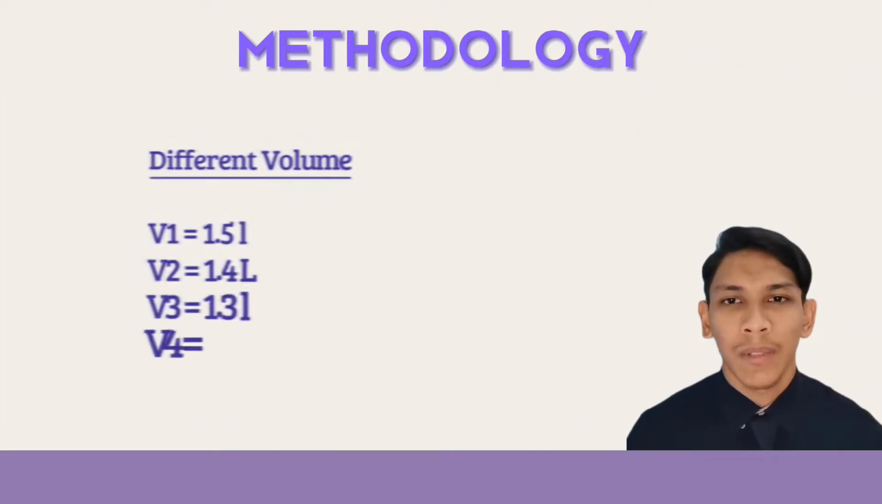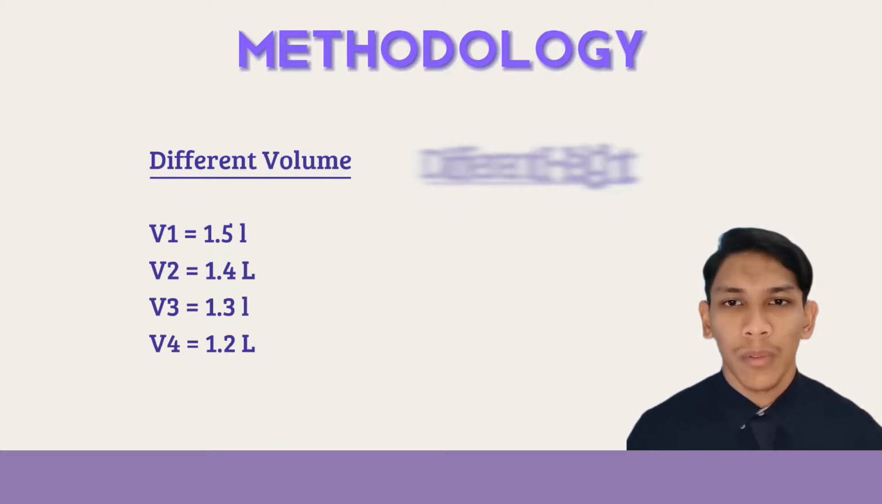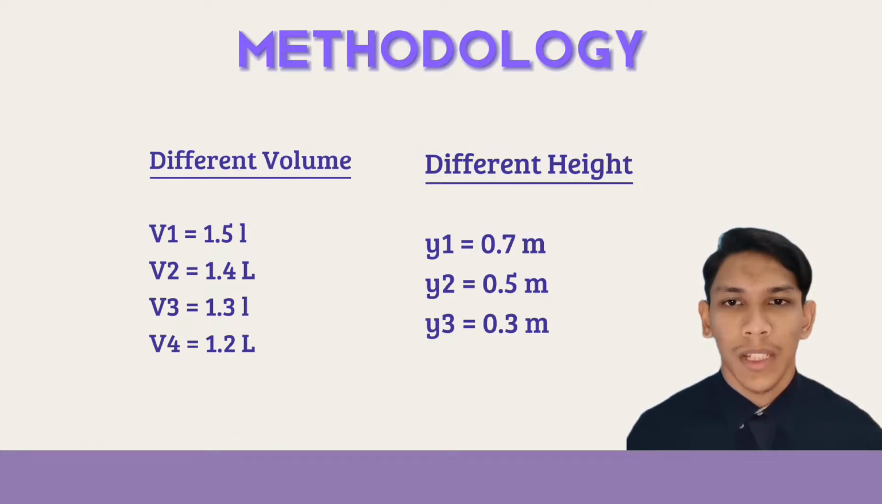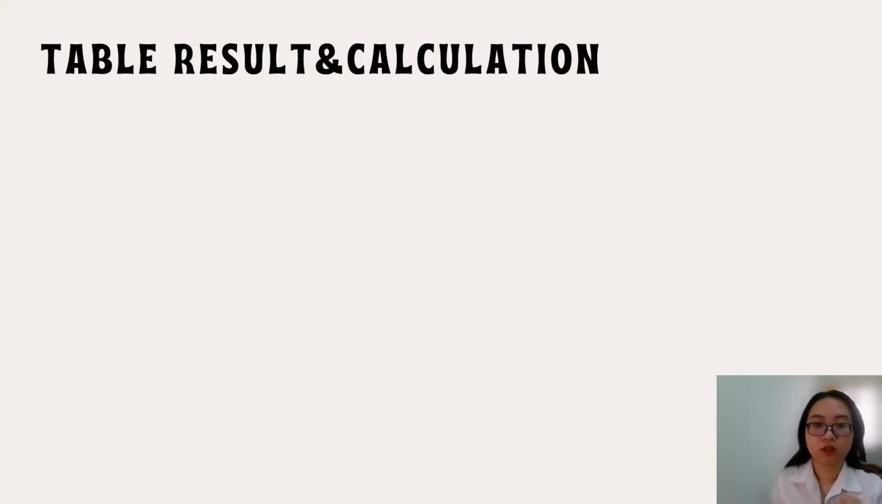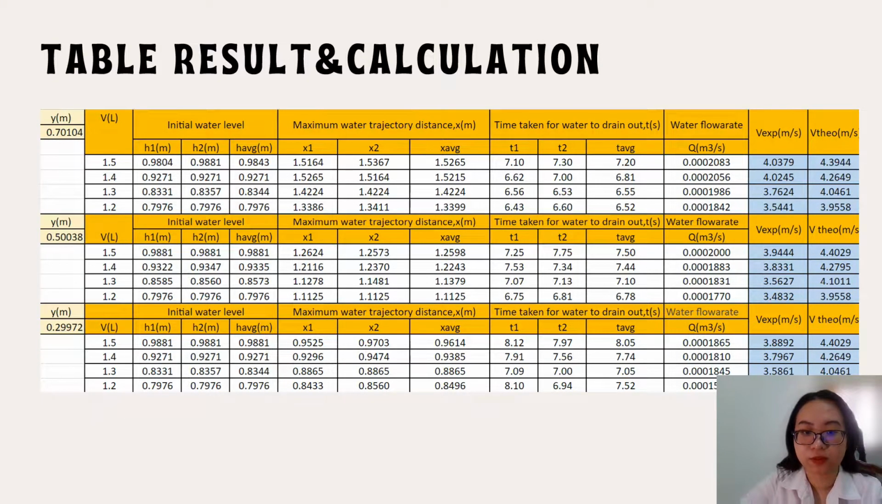Lastly, the procedure was repeated by using different volumes of water and at different heights of stages. So, good day, my name is Pei En from group 7. I'm going to explain about our table result and calculation. So, this is our table result for this experiment.